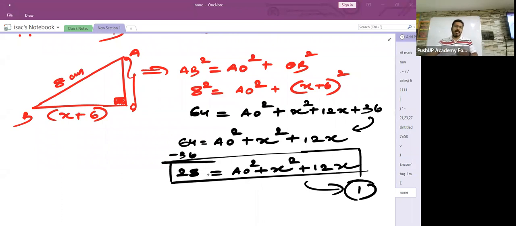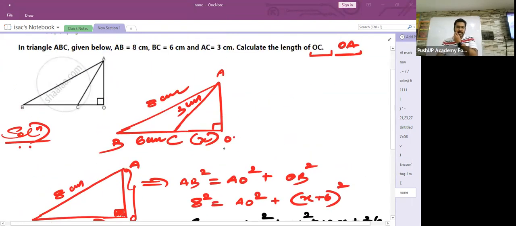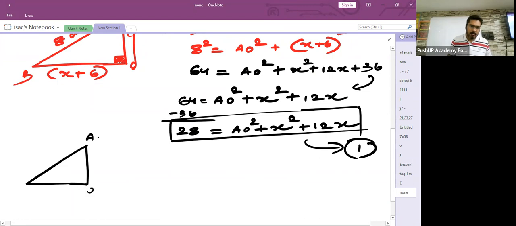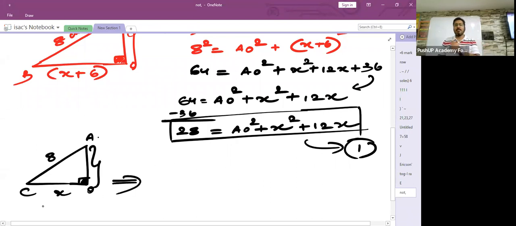Now, let's take the second right angle triangle. The second right angle triangle is what? Triangle AOC, right? I'll draw that triangle here. Triangle AOC, where this angle is equal to 90 degrees. How much was AC? It is still the same, 8. OC is X. AO, we have no clue about it, but still we can apply Pythagoras theorem on this triangle, right?